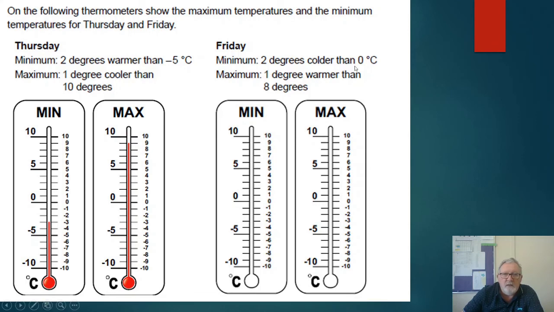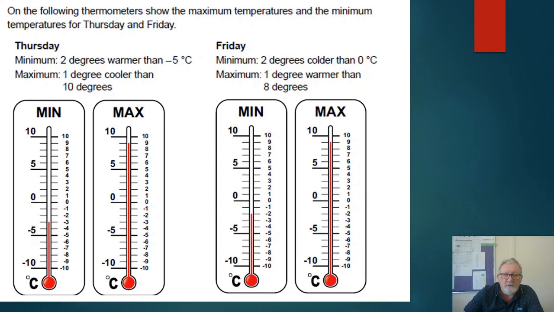2 degrees colder than 0 for Friday, so there was 0, and if it went 2 degrees cooler, it fell by 2 degrees to -2. And 1 degree warmer than 8, well, there's 8. Warmer moves up to 9. How did you go on those? If you're showing your understanding on those ones, you're doing pretty well.